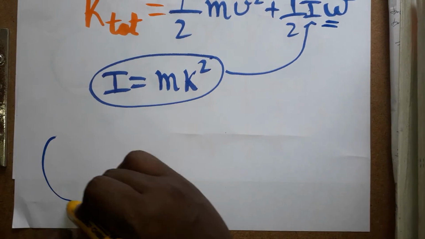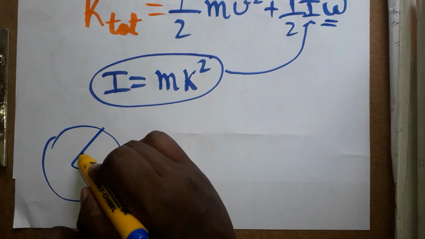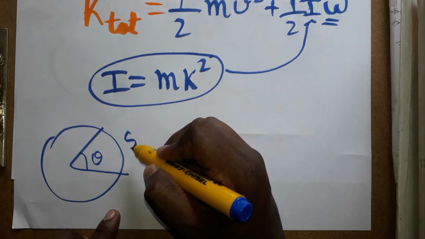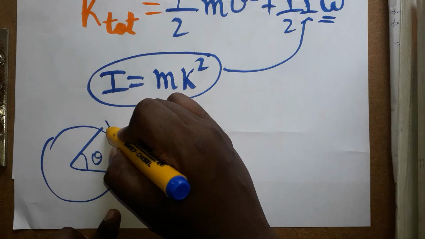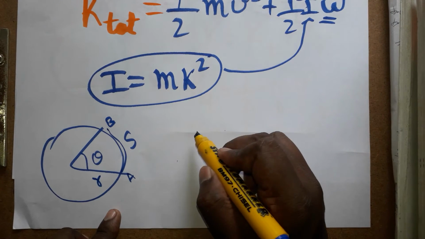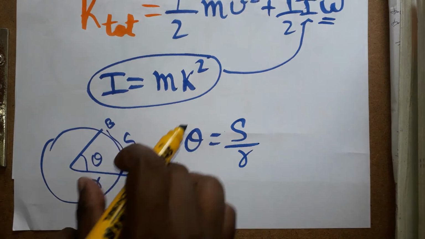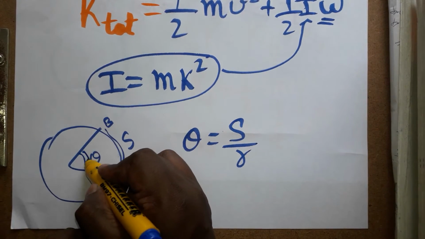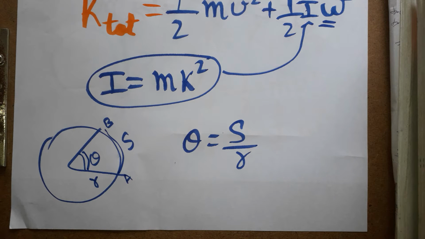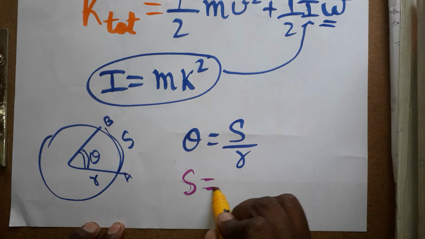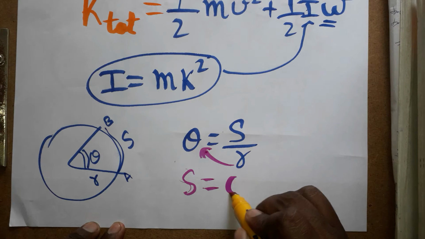Now in a circular motion, theta is the angle, S is the arc length, the length from A to B, and R is the radius. So theta is equal to S by R: arc length divided by radius is the angle of rotation. So S is equal to theta times R.